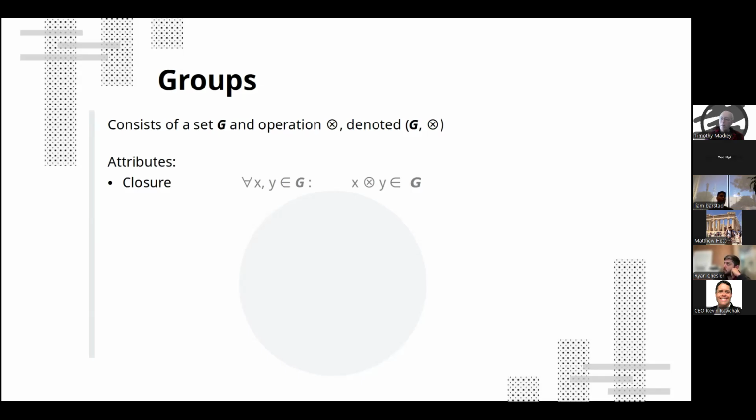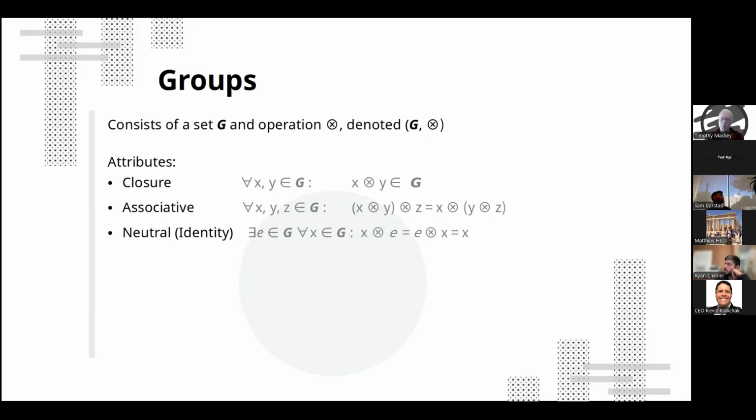Any result of that operation has to be in the same set as its parts. So for all x and y in G, x times y needs to also be in G. And then we have associativity, which means it doesn't matter what order the operations happen in, they lead to the same result. We have this idea of the identity, right? So x multiplied by e equals e multiplied by x equals x.